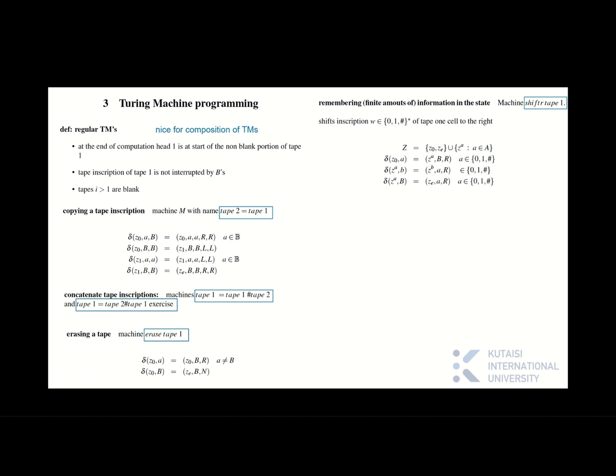We assume that the input does not contain blanks. This is a good assumption to make. Otherwise, of course, it's not essential, but we do make this assumption.